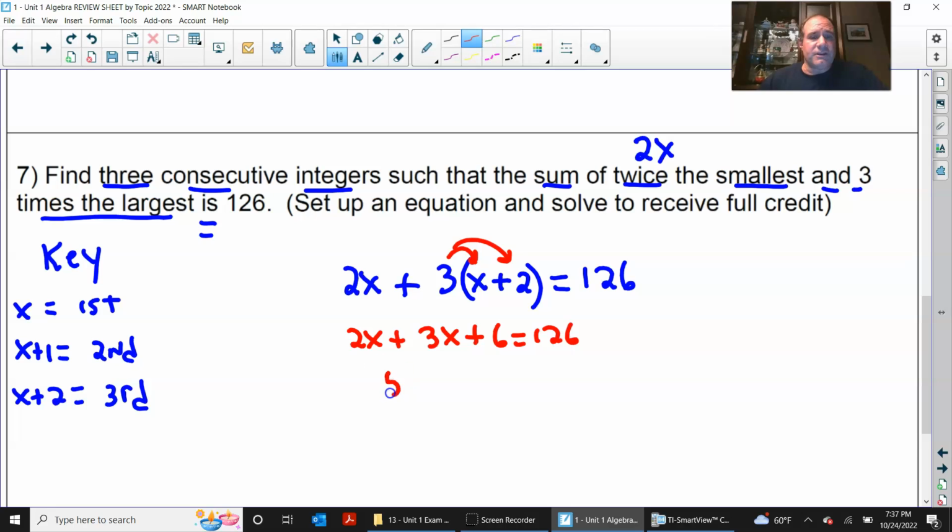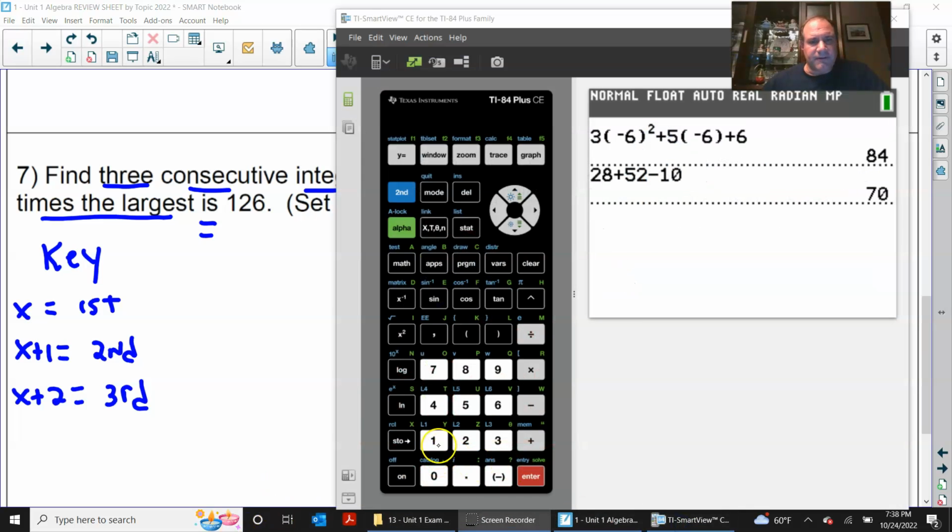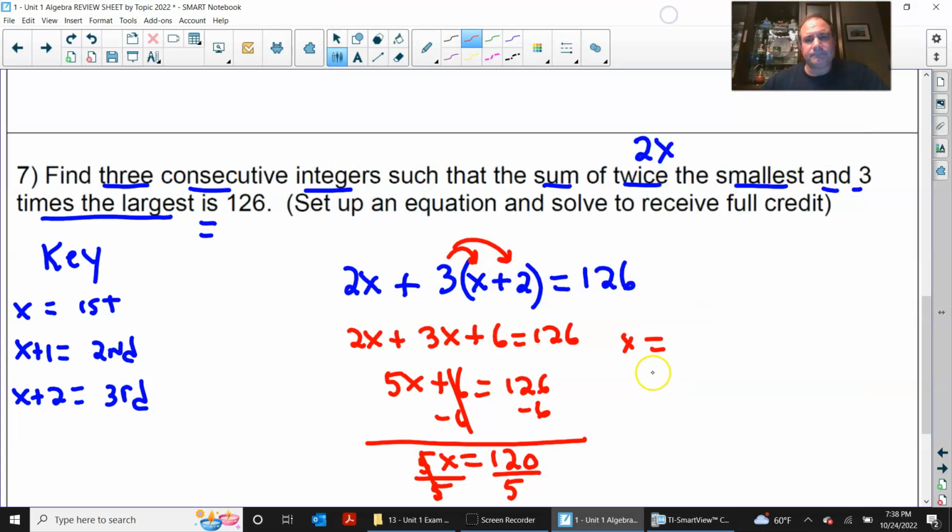You combine like terms, you have 5x plus 6 equals 126. You minus 6 on both sides. Yep. You get 5x equals 120. You divide by 5, divide by 5. X equals 120 divided by 5. And you get 24.